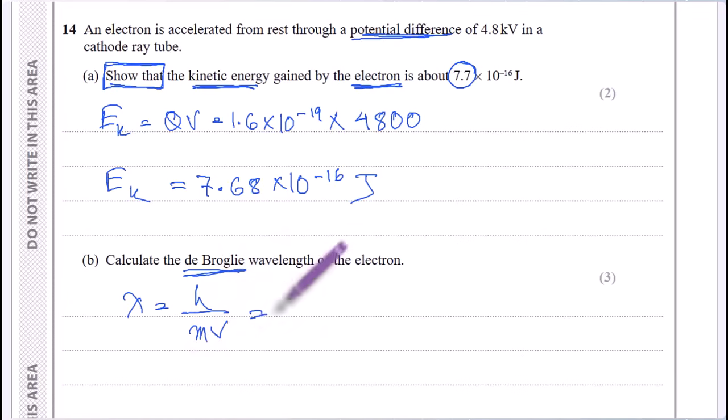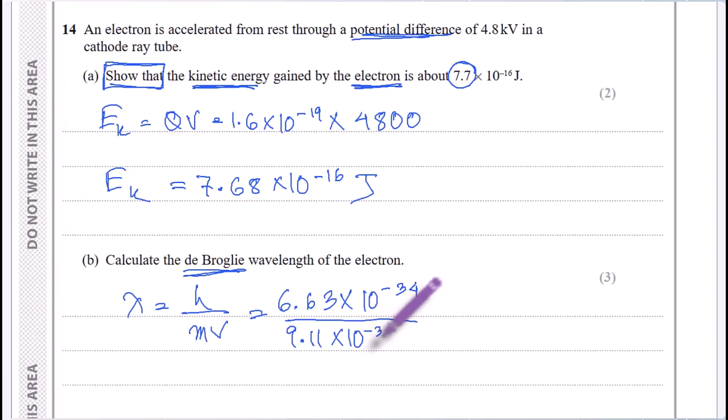So h is the Planck's constant, and I will highly recommend you memorize the constants as well. Right? So the value of h is 6.63 times 10 to the power minus 34, divided by, and I will also recommend you memorize the mass of the electron, which is 9.11 times 10 to the power minus 31, times, we just found out V in the previous part of the question. Oh no, we didn't. Oh, that's why it's a 3-mark question, right? So we have to find out V first.